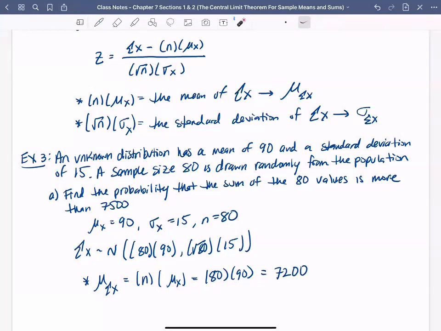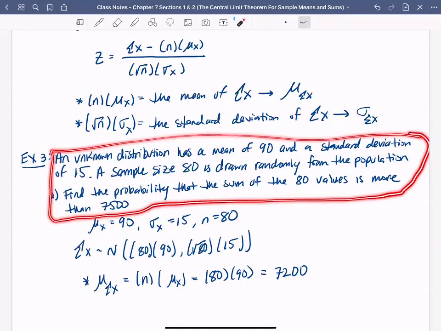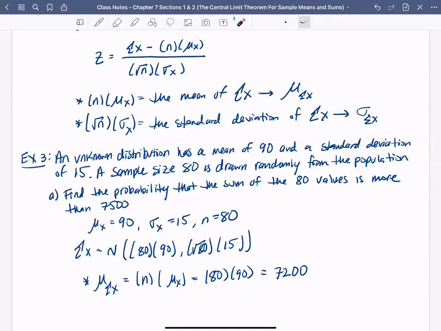Because when you first read this, think about what we've done in chapter 6 and so forth. When we first read this, we see that the mean is 90 and the standard deviation is 15. And then all of a sudden, I'm asking you to test the data point 7,500. That's way outside the scope of 3 standard deviations, which is where 99.7% of the data lies, right? So we need to make sure that we're like, hey, look, this would be a red flag.